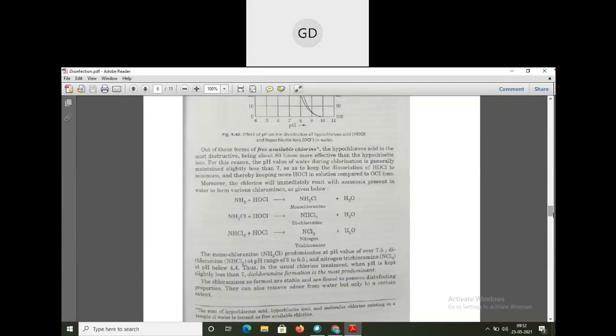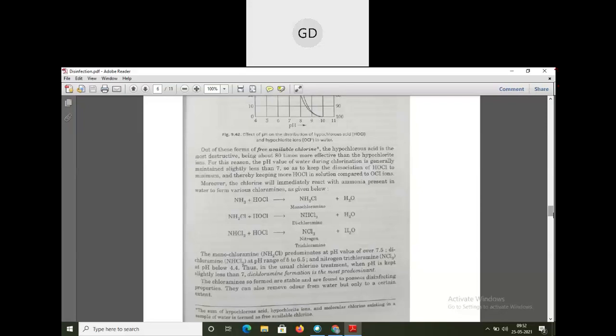Then you can say that the hypochlorous acid that is formed is very destructive, and it is said that it is about 80 times more effective than the hypochlorite ions. So the pH value of water during the chlorination process is maintained at less than 7.